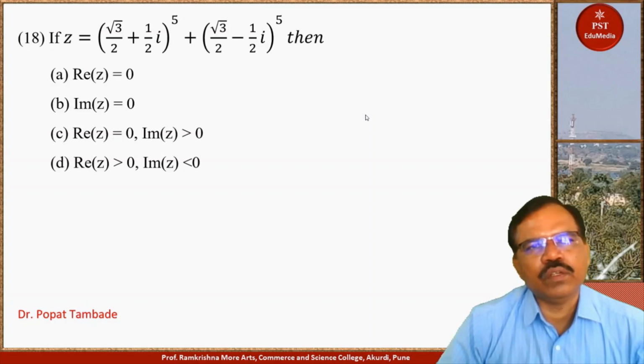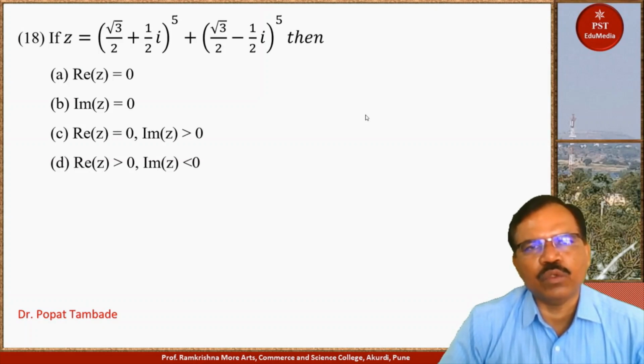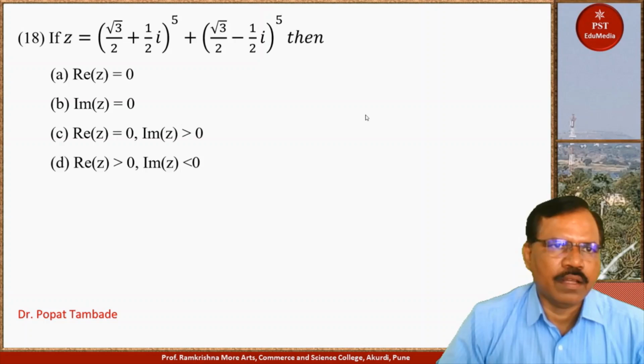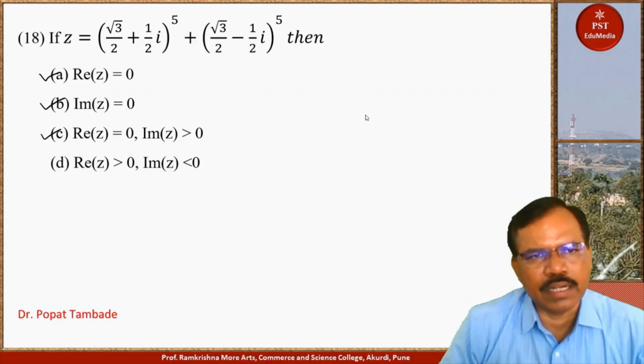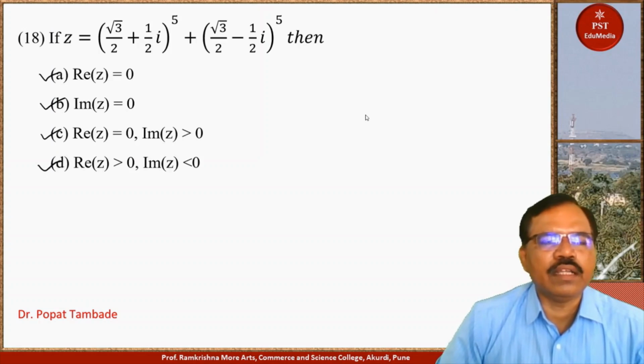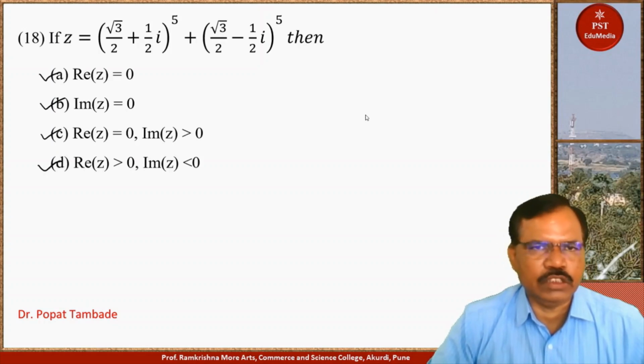If z is equal to in bracket root of 3 by 2 plus 1 half i bracket raised to 5 plus in bracket root of 3 by 2 minus 1 half i bracket raised to 5, then first one real part of z is 0, second imaginary part of z is 0, third real part is 0, imaginary part is greater than 0, d real part is greater than 0, imaginary part is less than 0.